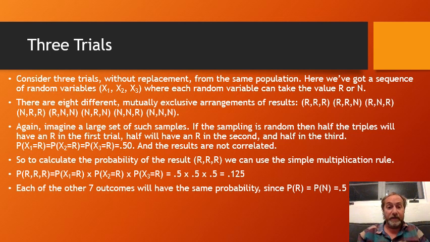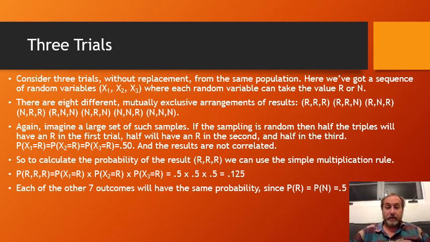So the probability of x1 being an R is equal to the probability of x2 being an R, which is equal to the probability of x3 being an R. And the results are not correlated, so we have random sampling. So to calculate the probability of the result red, red, red, red on each trial of the 3, you can use simple multiplication.